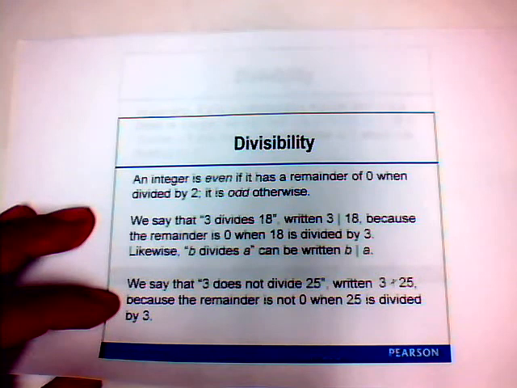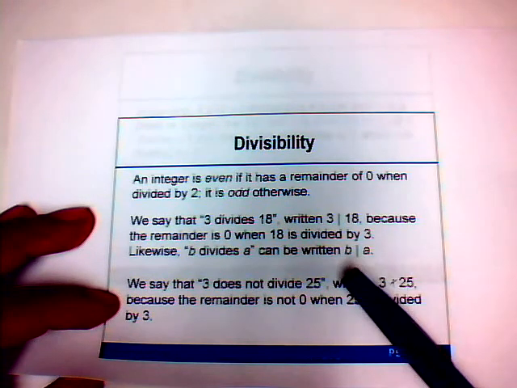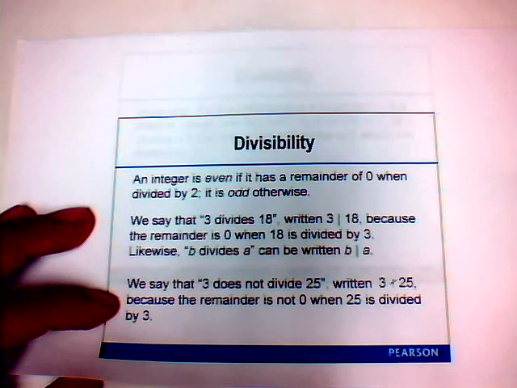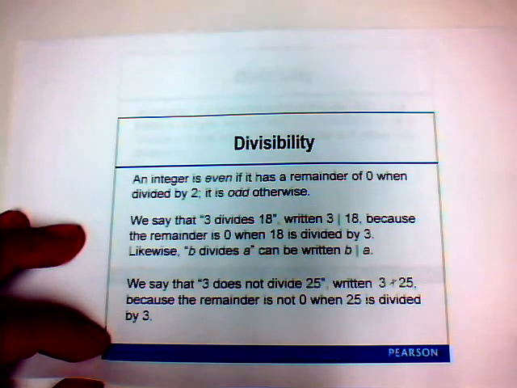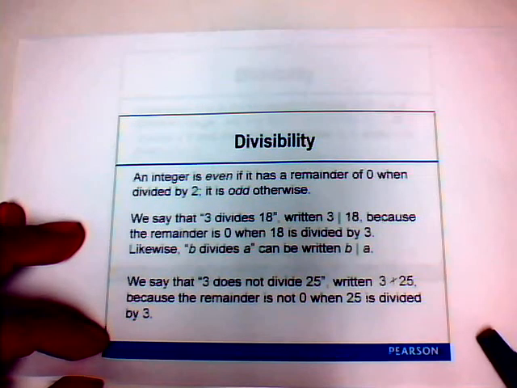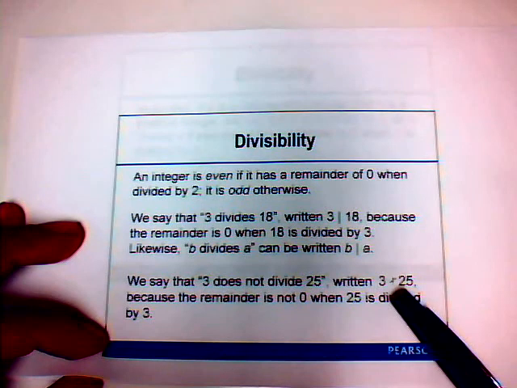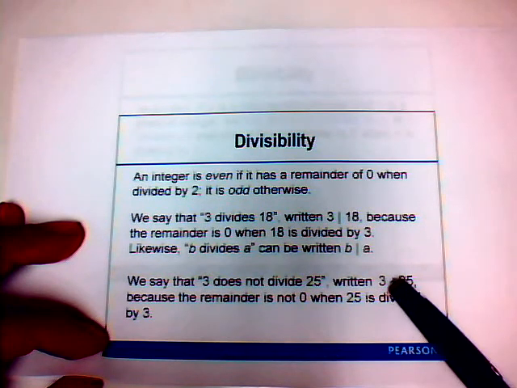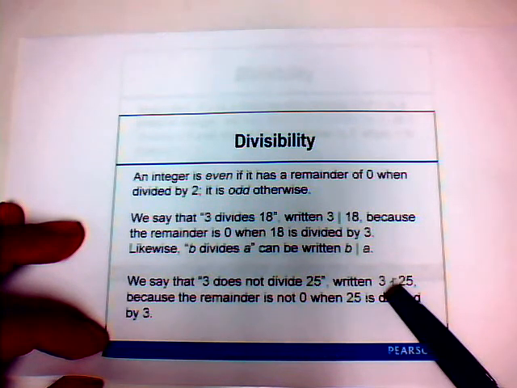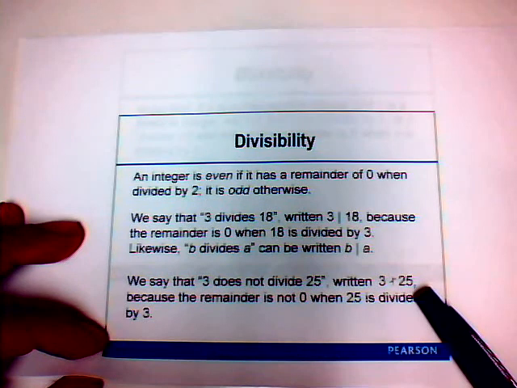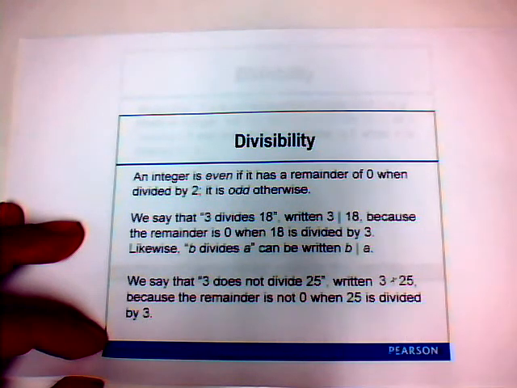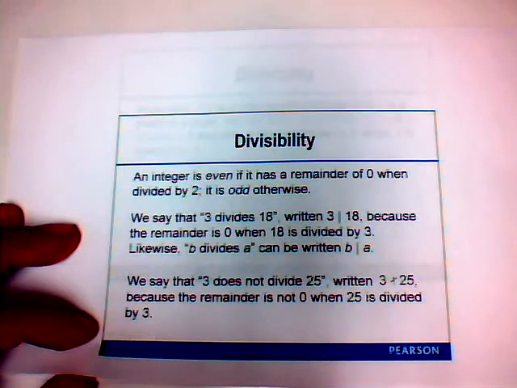Likewise, b divides a can be written as b with the vertical bar, then a. We also say that 3 does not divide 25, and it's written like this: the vertical bar with a small slash. Meaning 3 cannot go into 25 evenly because we're not going to get a remainder of 0. In other words, if we divide 3 into 25, we're going to get 8 with a remainder of 1.